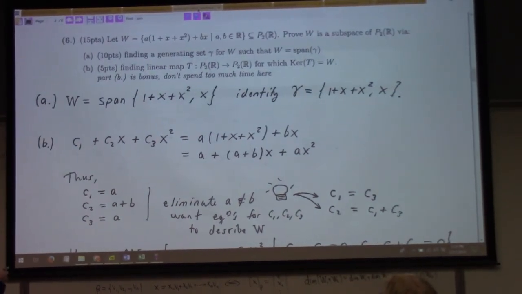Let's see here. Part A, you notice I made the non-bonus part worth the most, and to get these 10 points, all you had to do was to look at this and go, oh, that's the span of 1 plus x squared and x. Span is subspace. 10 points. Everyone here could have had those 10 points. Like I said, that's going to be a theme for today.